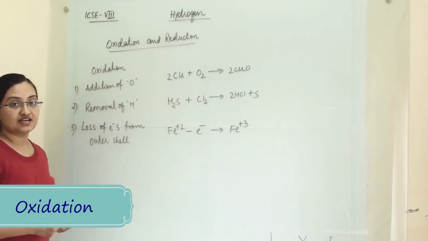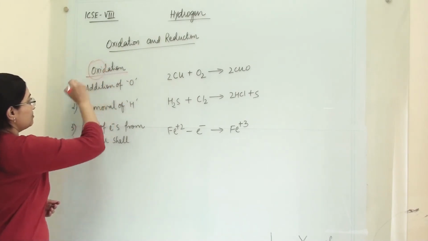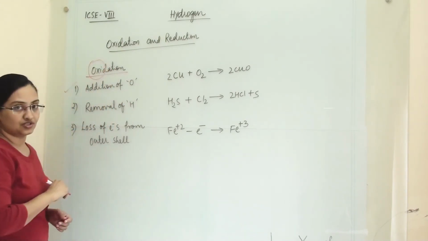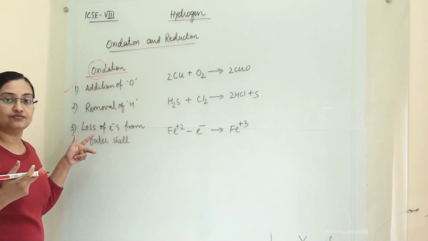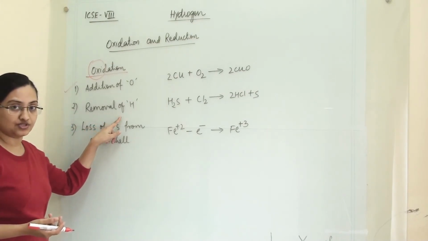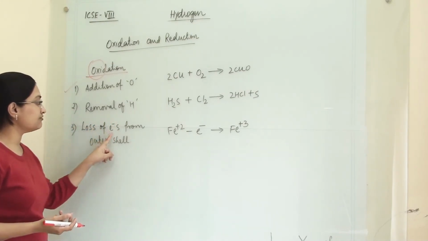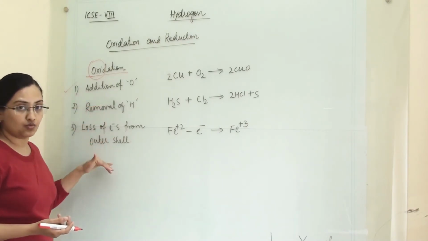First we will understand oxidation. The name itself says that oxy means addition of oxygen. There are two other methods by which an atom will get oxidized. Second is removal of hydrogen, and third is loss of electrons from the outer shell. So we will understand these one by one.